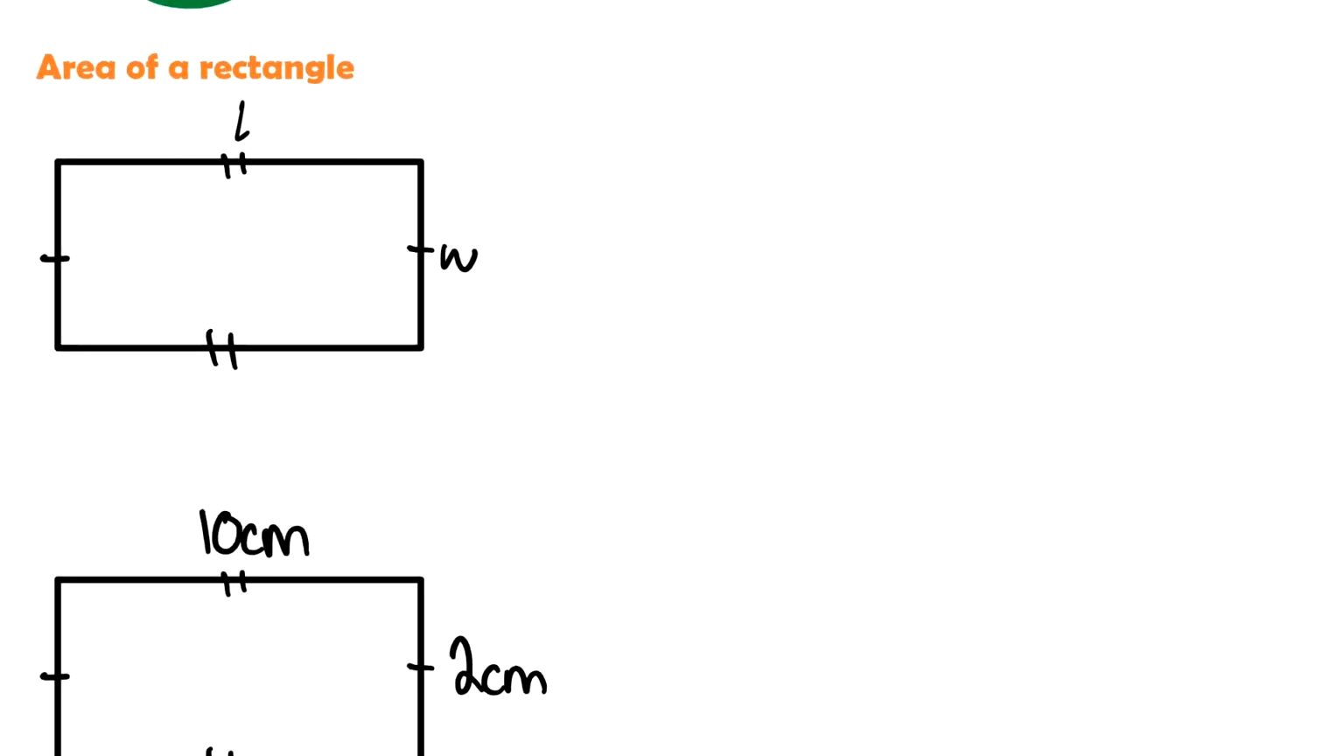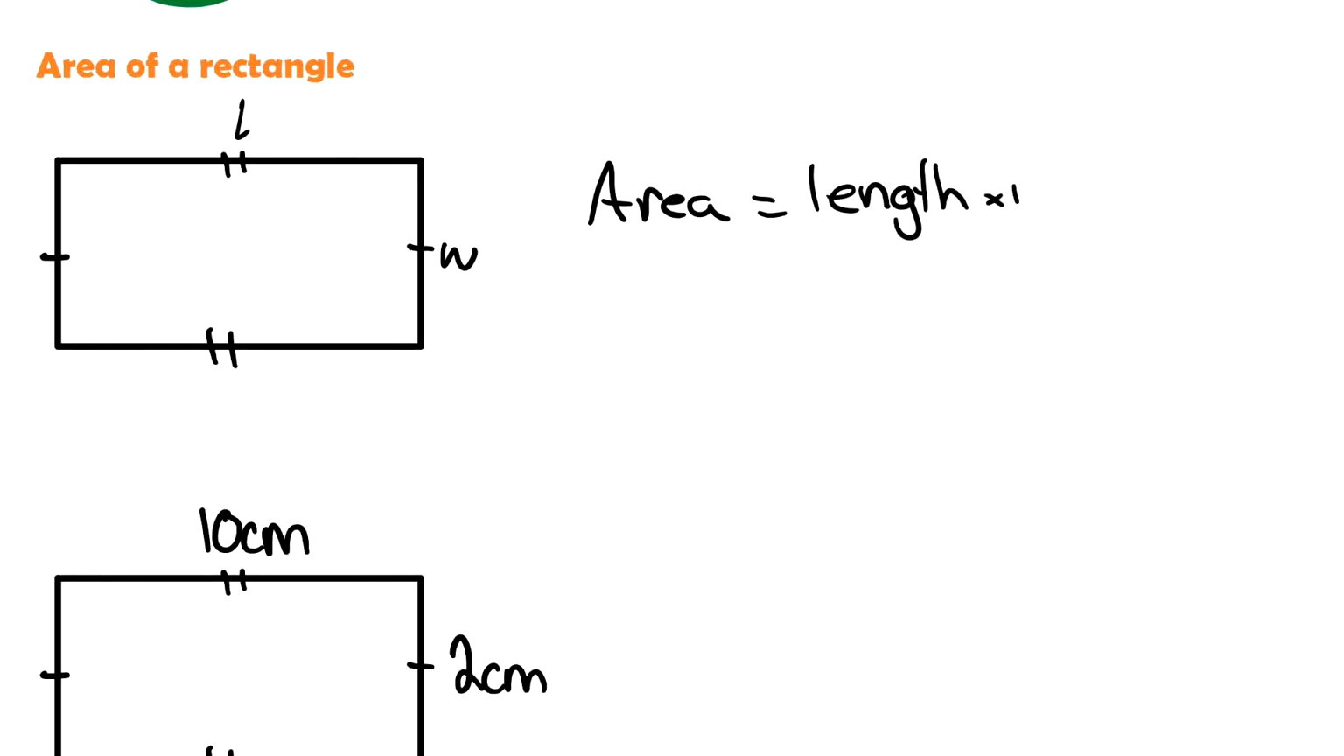Now, if we're looking at the area of a rectangle, it's very similar to that of a square. Your area is going to be the two sides multiplied together. So length multiplied by width. Or LW, right? L times W.